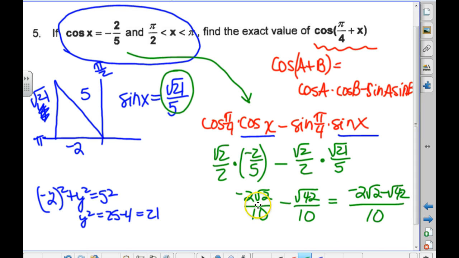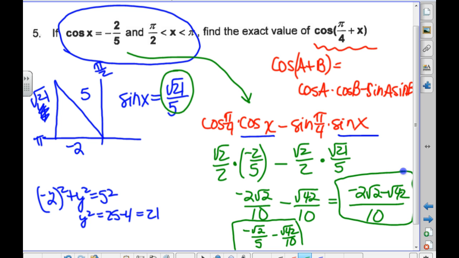Otherwise, you could have left it like this and reduced just this one. It would have been negative square root of 2 over 5 minus the square root of 42 over 10. So that answer would have been okay, or this answer. I don't know that it's quite that ugly on the quiz tomorrow, but you do have to expand one of these out and substitute values in where some of the values come from the unit circle and some come from the information given.